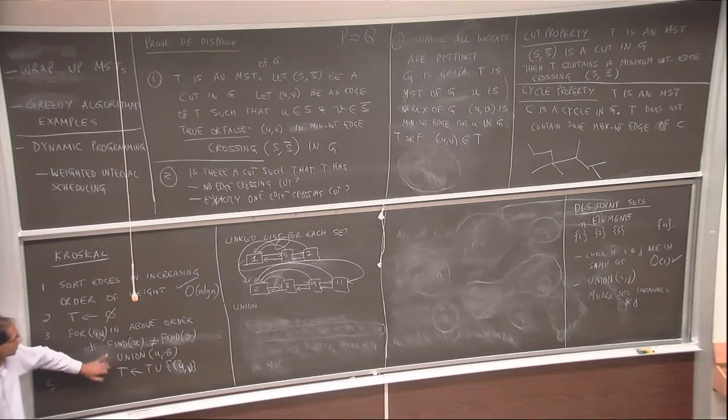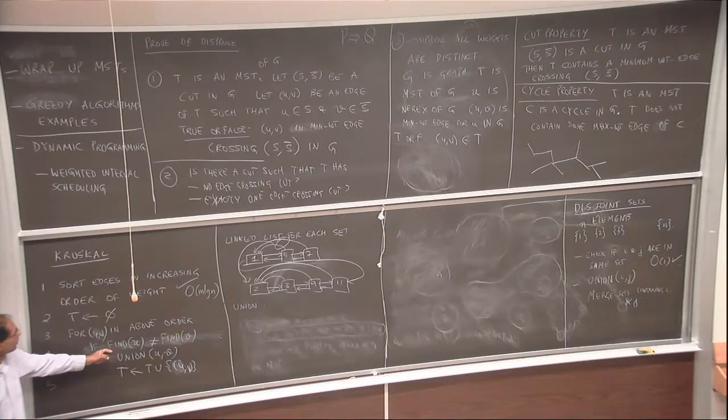Okay? So notice that this is all that we are doing. Find the head for U, find the head for V. If they are the same, this edge forms a cycle, throw it away. If they are not the same, then we will take a union of the two sets. Okay, so now this is a completely specified algorithm, right?